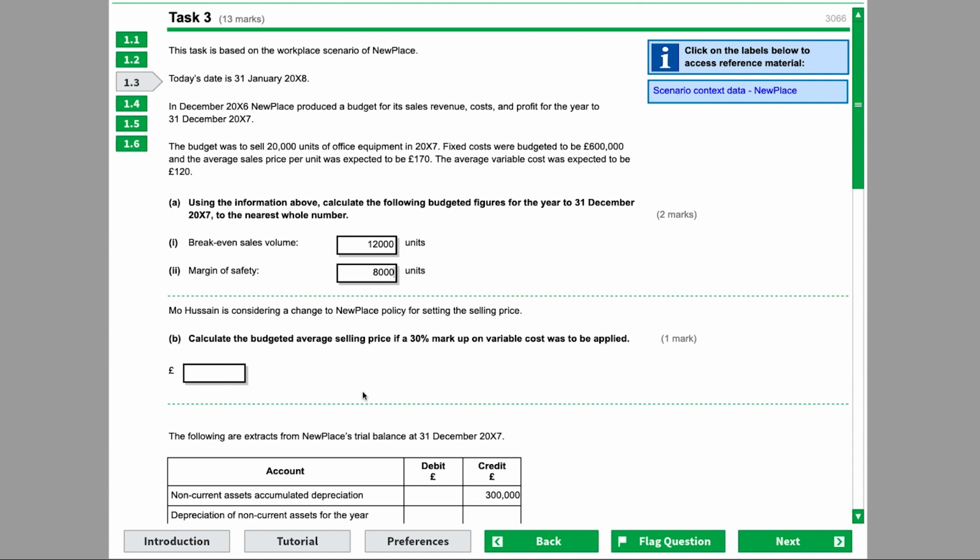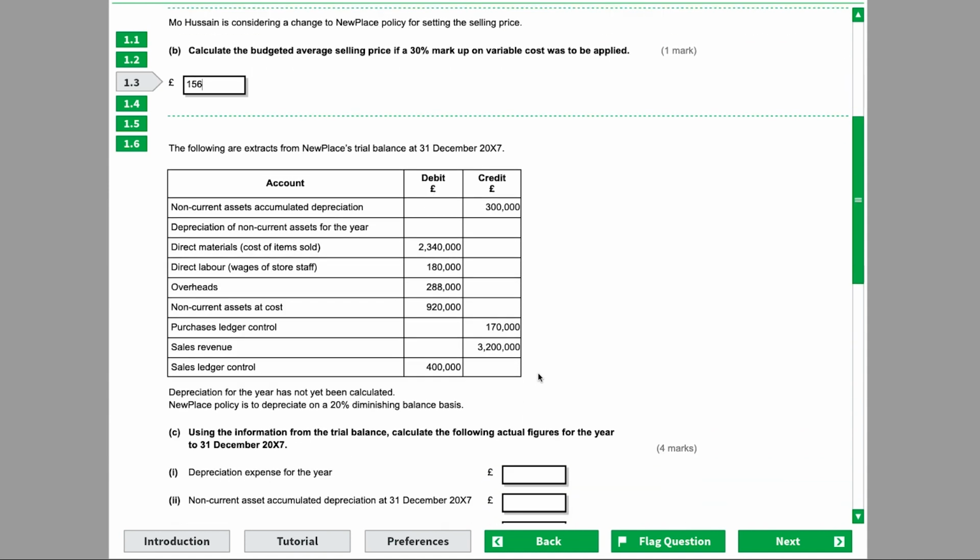The variable costs in this example are £120. With a 30% markup, we're going to add on 30% of our costs to get our selling price. So we would do 120 times 1.3 to add 30% on, which would give us a budgeted selling price of £156. Excellent, so hopefully nothing too complicated in this first section. Let's now move down to the next part.